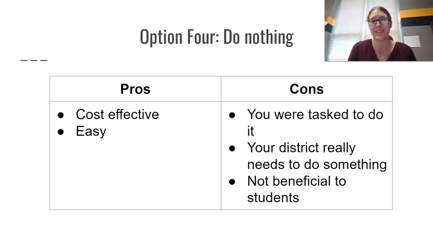Pros, it's cost effective and it's easy. So if you wanted to go the easy route, you don't do anything, you leave technology as is. Cons, you were asked to do it, your board told you to do it, the district is behind as far as technology is concerned, so we have to do something, and it's really not beneficial to students to just sit on doing nothing. So whereas it's listed as option four, doing nothing is really not an option.